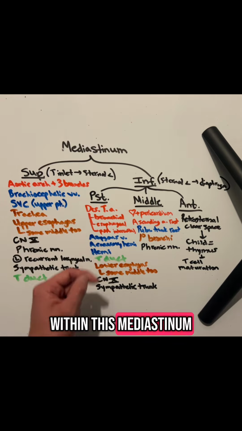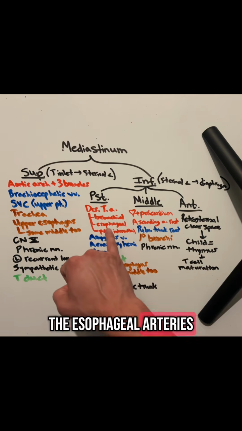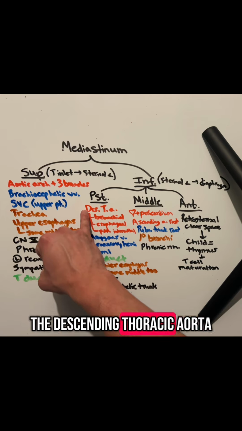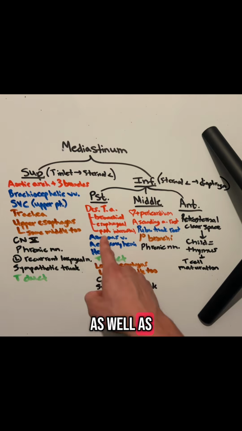Those branches are the bronchial arteries, in which we have two left bronchial arteries and one right bronchial artery. The one right bronchial artery can either come off the descending thoracic aorta, off one of the two left bronchial arteries which come off the descending thoracic aorta, or it can come off the third right posterior intercostal artery. The esophageal arteries which come off the descending thoracic aorta are also found within this mediastinum, as well as some of the posterior intercostal arteries.